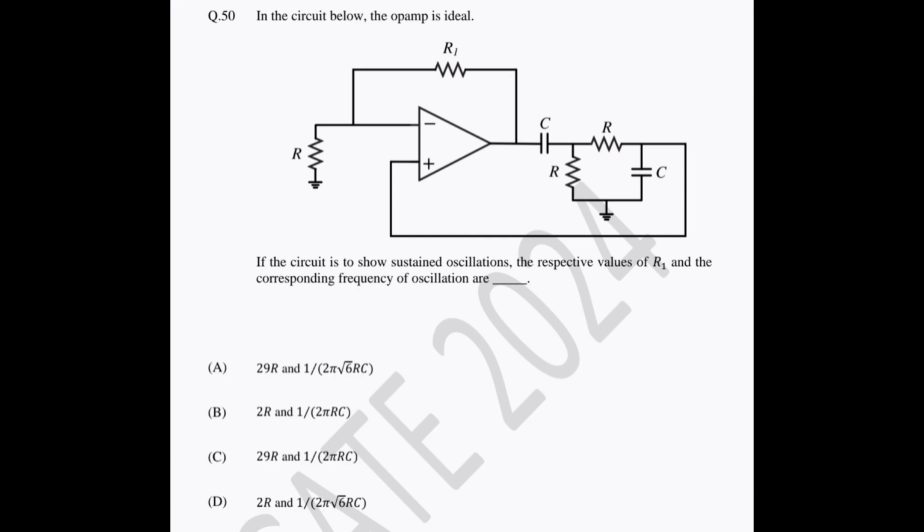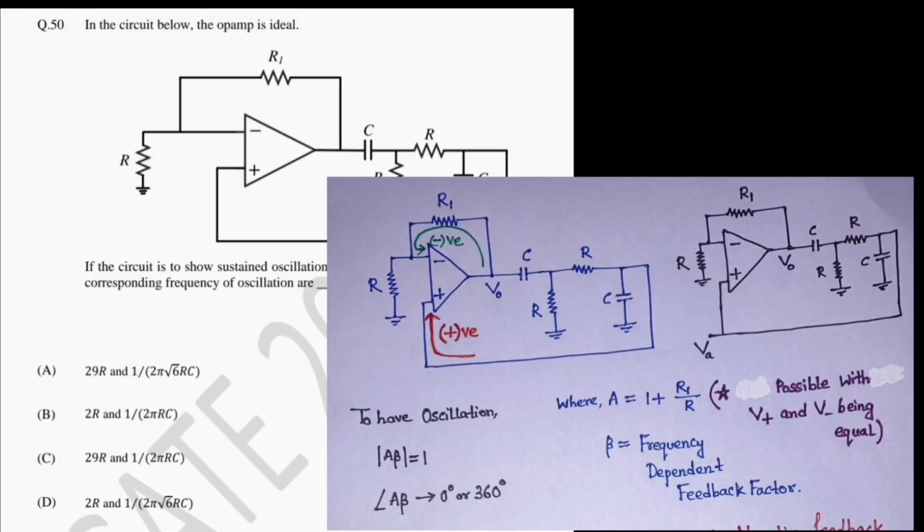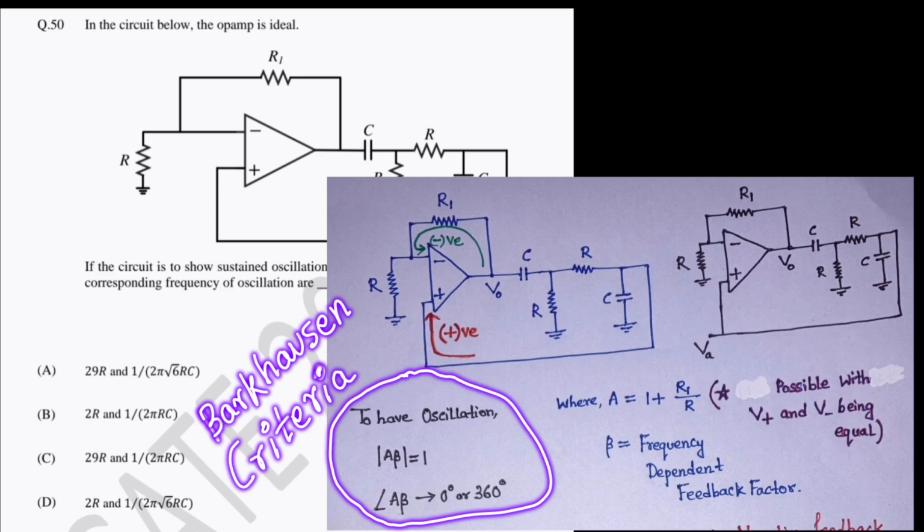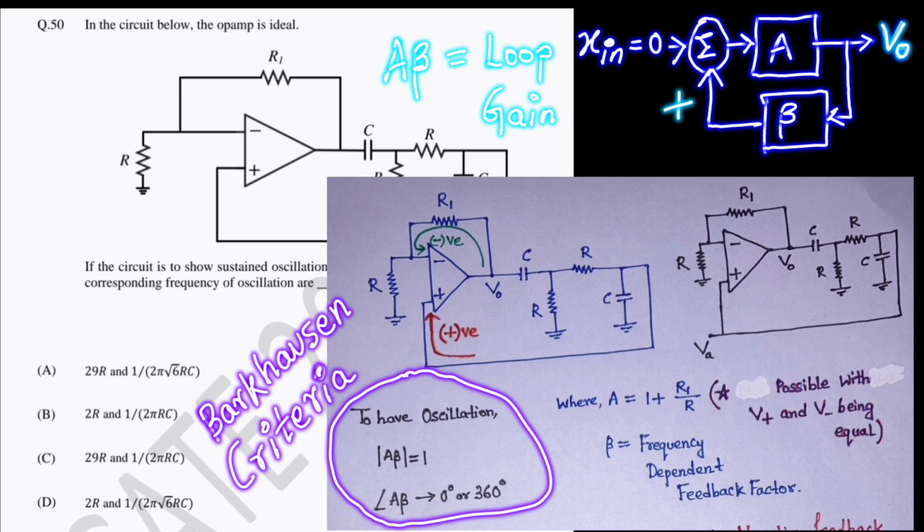Okay, so let me first tell you, there has to be a sustained oscillation. Then what is needed? The circuit has to follow the Barkhausen criteria. And what is that Barkhausen criteria? It says that the magnitude of A beta, which is my loop gain, must be unity, and it must have a phase of 0 degree or say 360 degree.